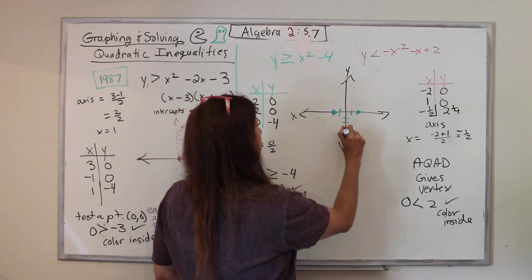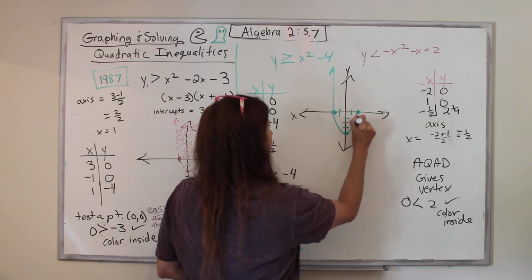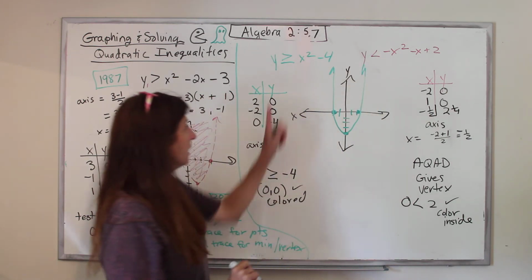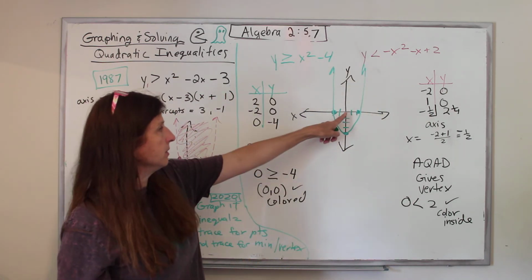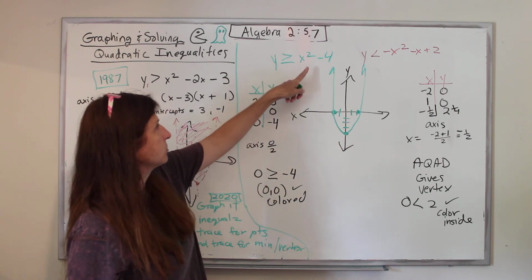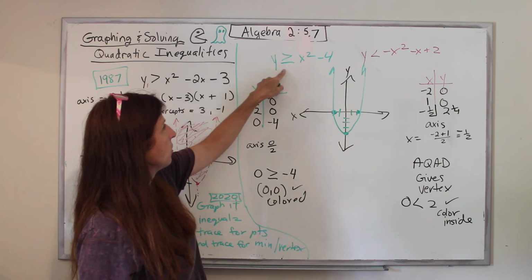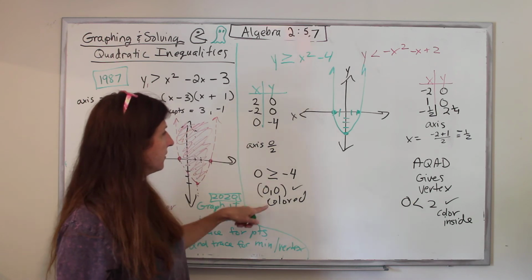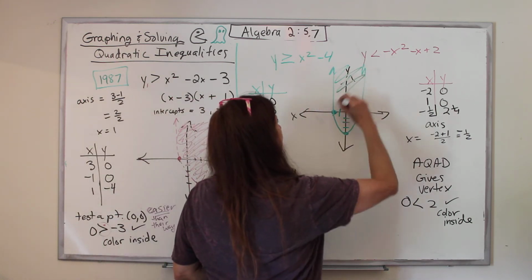It's greater than or equal to, so I color it, and I do solid, and I do a test point. 0, 0 is clearly in the middle, doesn't make a true statement. 0 is greater than negative 4. Yes, it is, so the inside gets colored.